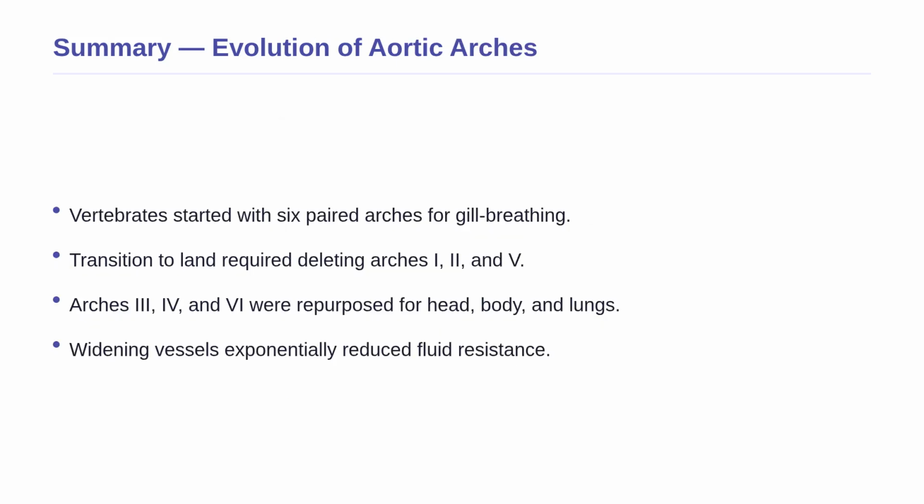To wrap up our journey, remember these key takeaways. Vertebrates started with a basic blueprint of 6 paired arches designed for water-breathing gills. As animals transitioned to land, nature selectively deleted arches 1, 2, and 5, while brilliantly repurposing arches 3, 4, and 6. By understanding the physics of fluid resistance, we see exactly why these anatomical changes were necessary to support high-pressure, double circulation systems. You now have a foundational understanding of how your own circulatory system evolved.